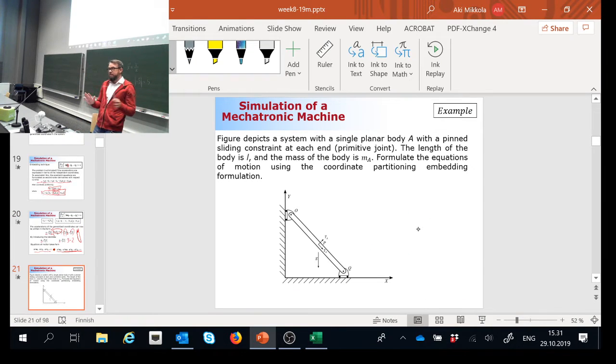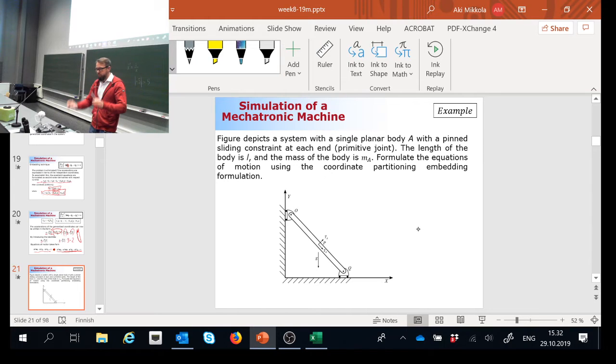Now I have this example. This is a system that we have studied, also with help of Lagrange multipliers. Now I'm going to redo the whole thing. I'm going to express the equation of motion by using this substitution technique called the embedded technique. So one moving body, meaning 3 generalized coordinates, 2 primitive joints. How many constraints? 2.